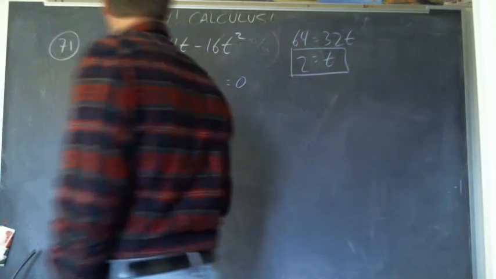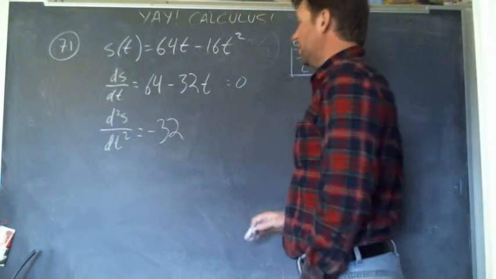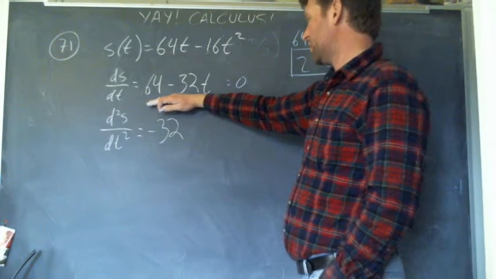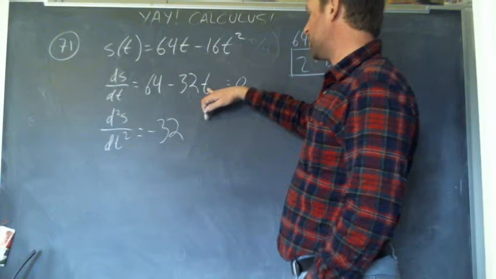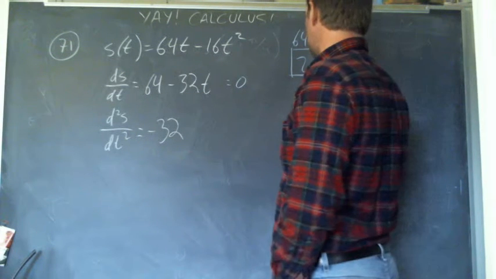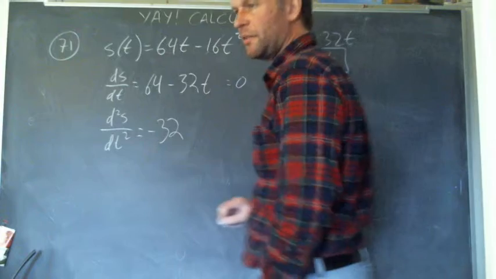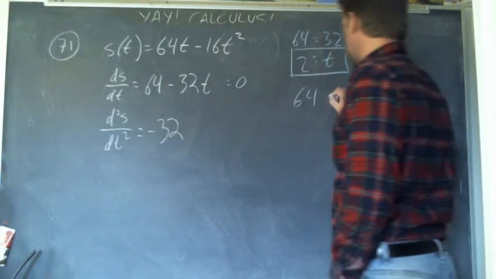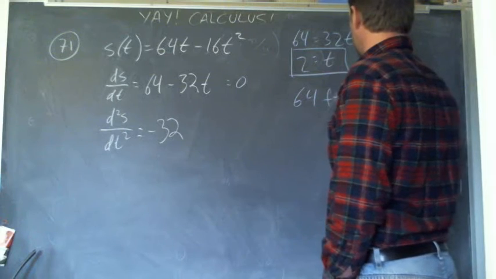With what velocity does it leave your hand? Well, that's our velocity at time 0. So t equals 0, and that means it'd be 64. Oh, is that given in feet per second? Yeah, 64 feet per second.